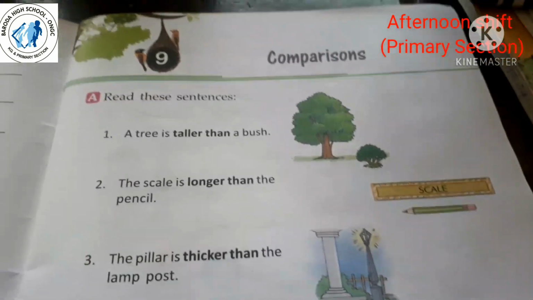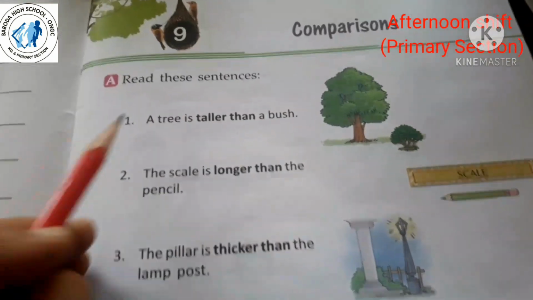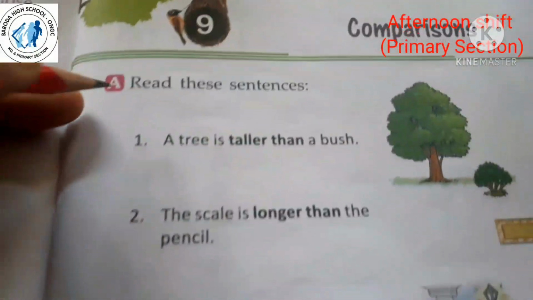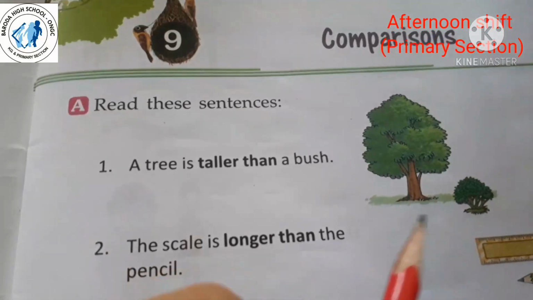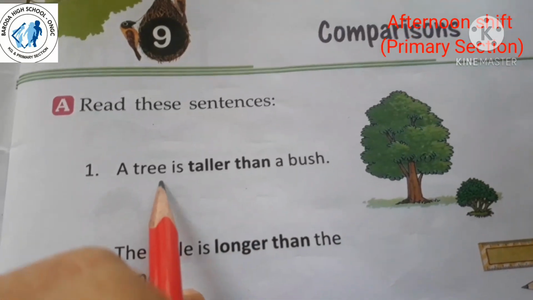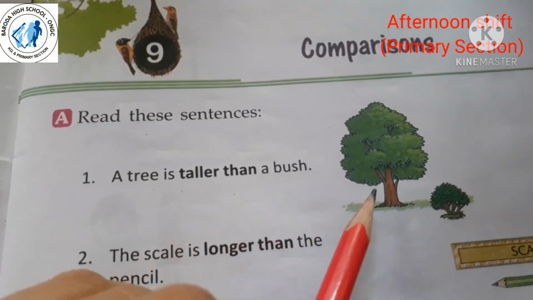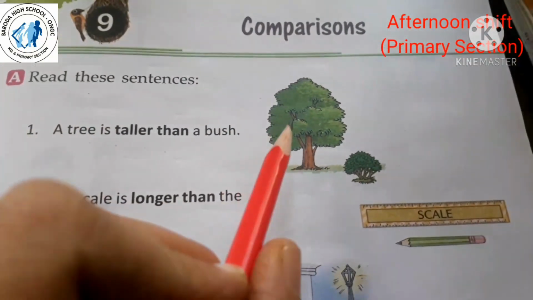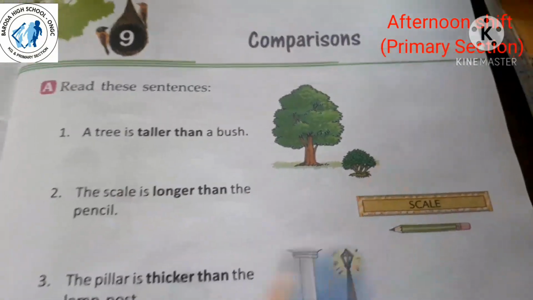Okay, students. Next, lesson number 9, comparisons, on page number 21. Read these sentences and see the picture. A tree is taller than a bush. See here, bush is given, tree is given. So, tree is taller than a bush.